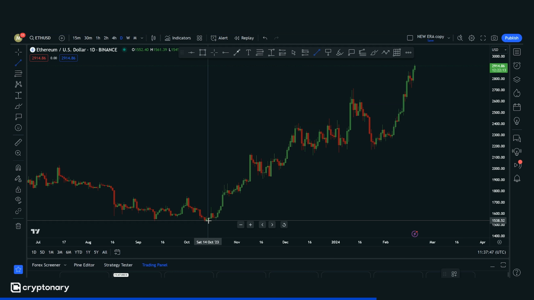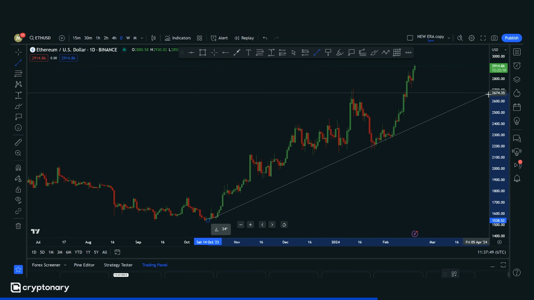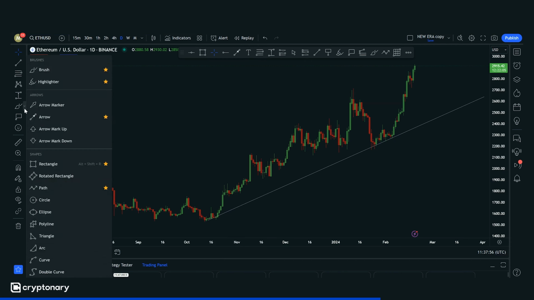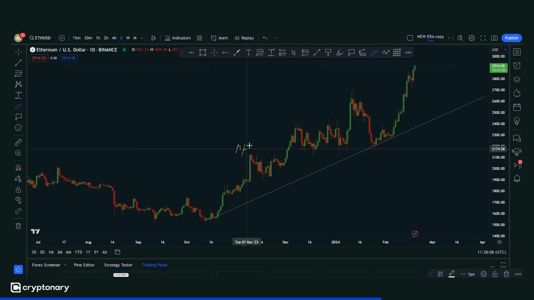So going back to this example, we have this nice trend going up, and this would be regarded as a higher high, really. So we have a higher high. This could be regarded as a higher low. This could be regarded as a higher high. And maybe we will call this the higher low. That's a higher high. And then that would be the higher low.